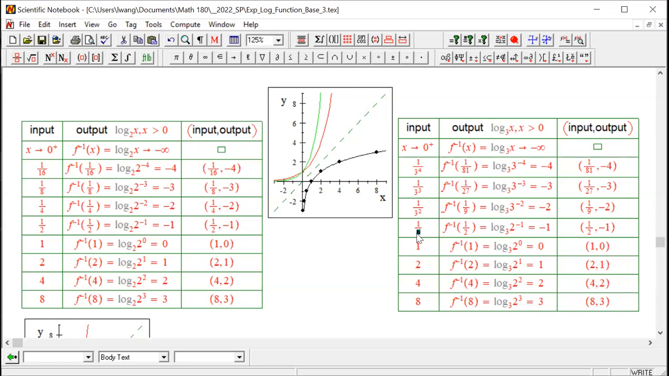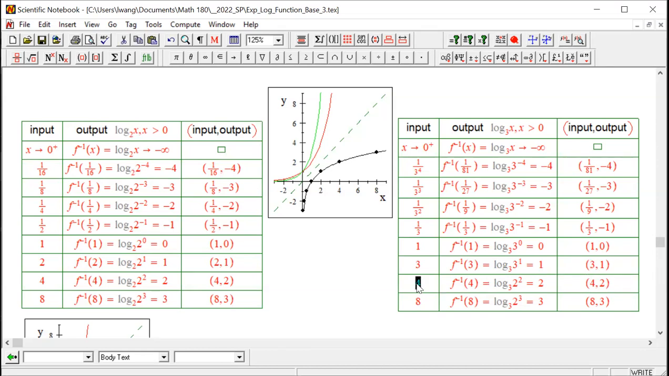And for input 1/3, right, this is 1/3. So 3 to the power of negative 1 is 1/3. So that's output is negative 1. So when input is 1/3, the output is negative 1. For input 1, output is, okay, 1 is equal to 3 to the power of 0 as well. So 1 comma 0, this point stays the same, right? Other points vary. So when input is 3, output is 1.